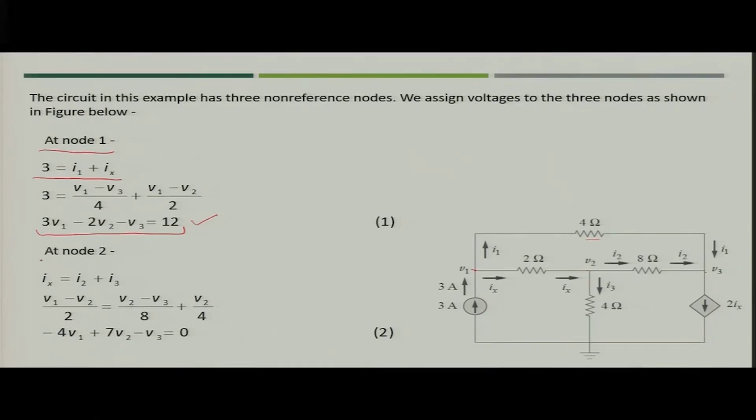Similarly, for node 2 you can write that Ix is going in and I2 and I3 are going out. So, Ix would be equal to I2 plus I3. What is Ix? Ix is nothing but V1 minus V2 by 2, I2 is nothing but V2 minus V3 by 8, and I3 would be V2 by 4. So, when you solve, you get another equation in terms of V1, V2, V3.